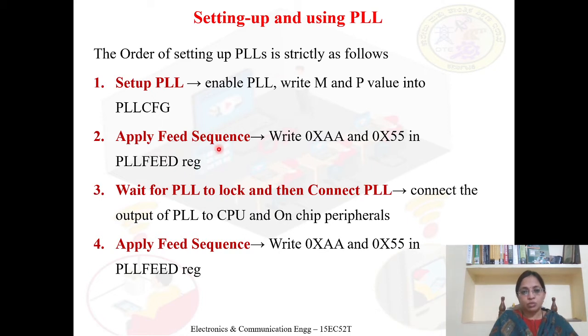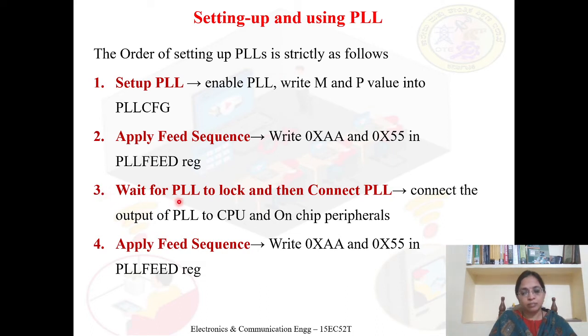This is called the feed sequence. Why are we using this feed sequence? In order to avoid misconfiguration of the PLL by accident or by mistake. If we load any value into the PLL configuration, then the PLL may generate the wrong clock frequency. That clock frequency is used by the processor for doing its operation. So in order to avoid such errors, whenever we make any changes to the PLL configuration register, the changes will be reflected only when the feed sequence is written into the PLL feed register. So that is the second step.